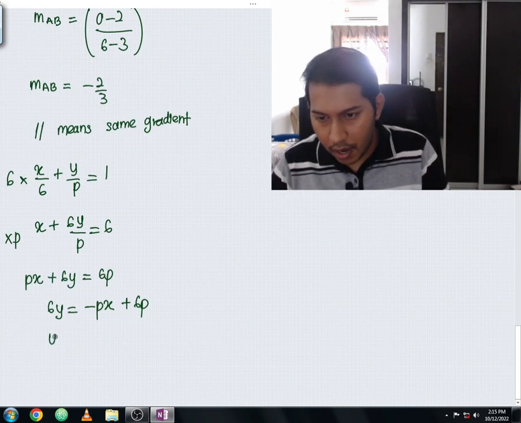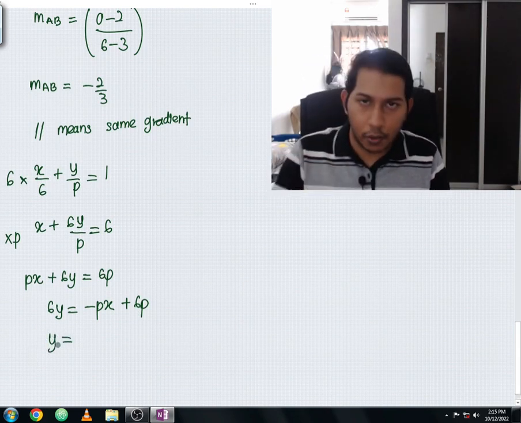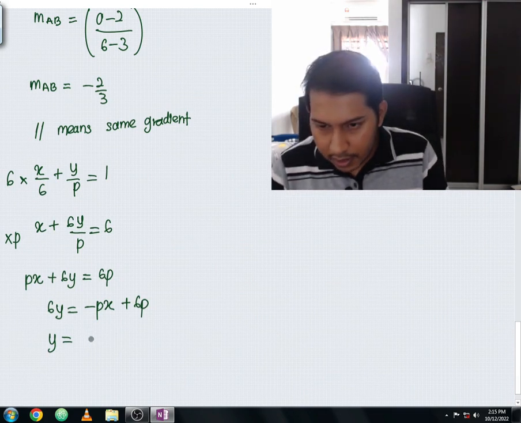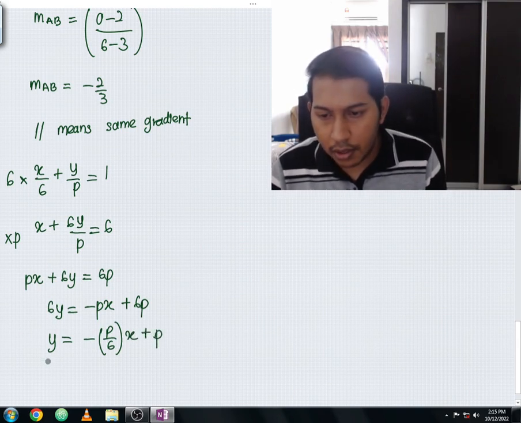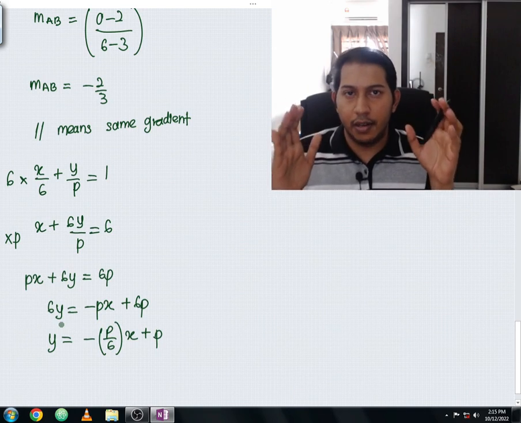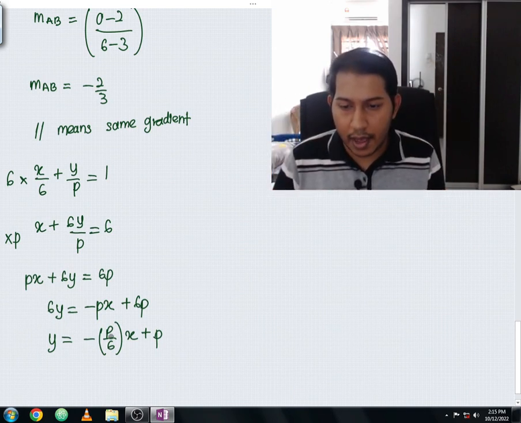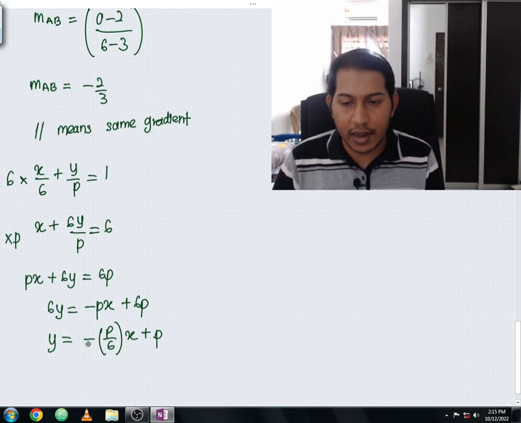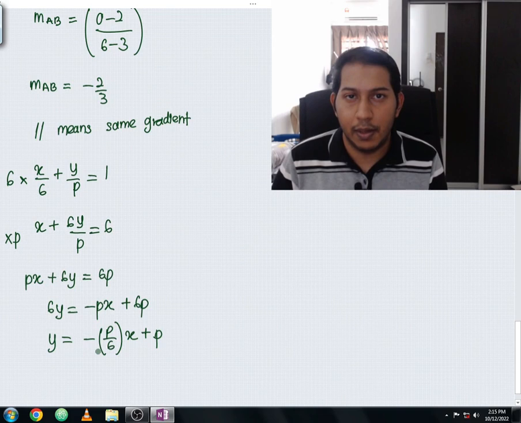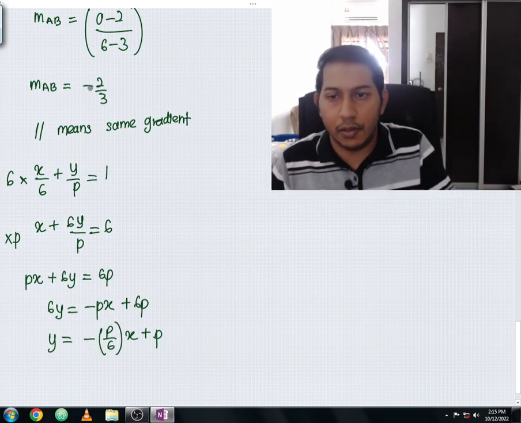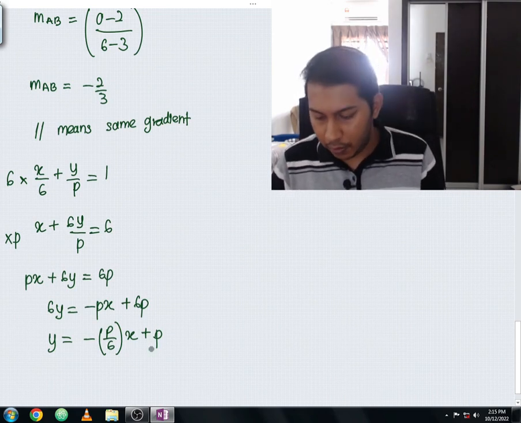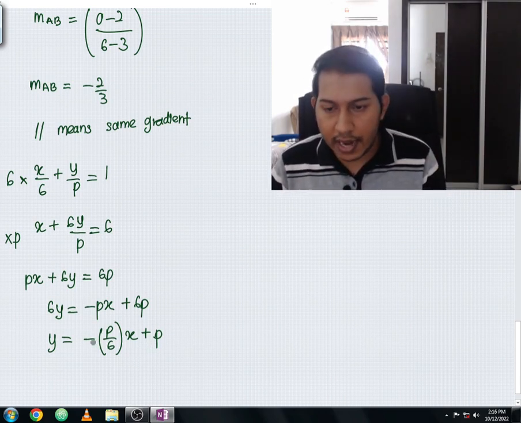So from here you get your y is equal to, you divide the whole equation by 6. So from here is negative p over 6 x plus p. Can you see it follows exactly the straight line equation format? y is equal to mx plus c. So in this case your gradient is negative p over 6. Okay, I choose to write in this way because it looks simple. I mean you can easily compare with the gradient of AB later on. Okay, plus p.